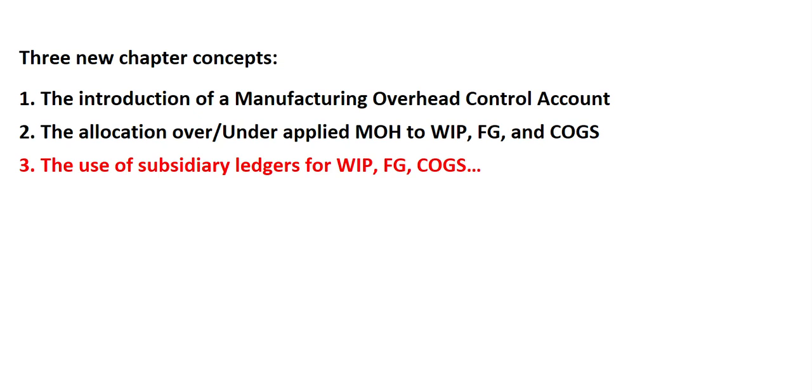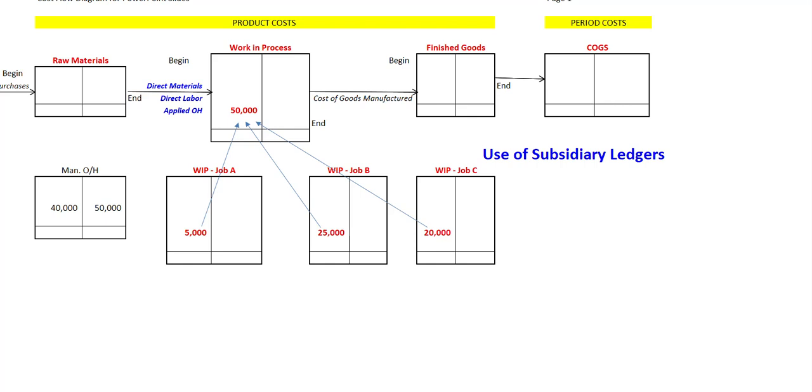The same is going to be true in our job order costing environment. When we incur costs on a job, we make use of subsidiary ledgers. In other words, we don't simply debit work in process for $50,000 when we apply our manufacturing overhead. Instead, we apply that manufacturing overhead to specific jobs: work in process job A, work in process job B, work in process job C, and of course, the amounts that we record in those subsidiary ledgers will tie into our work in process account.